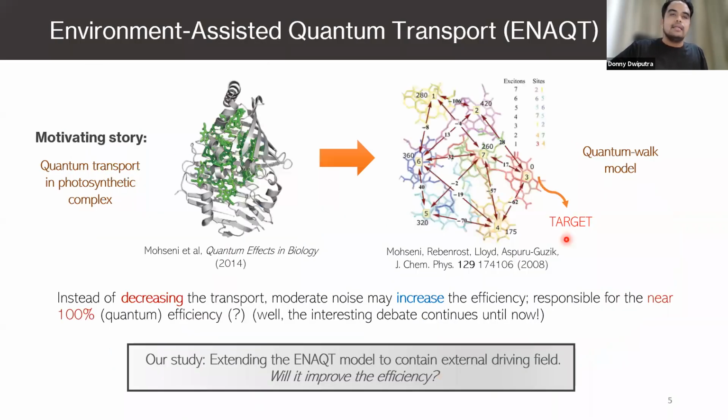And then the motivation of this work is actually from a decade ago, if you have heard about the quantum effects in the photosynthesis complex. Instead of decreasing the transport, moderate dephasing noise can increase the efficiency. This is kind of counterintuitive, but I will show you the mechanism of this. The group of Aspuru-Guzik and I think Seth Lloyd in 2008 modeled some kind of quantum walk model. This is the quantum part of the Brownian motions, if you think in that way. And our study is extending the environment-assisted model to contain a periodic driving field. And we will see it can improve the efficiency in some sense.